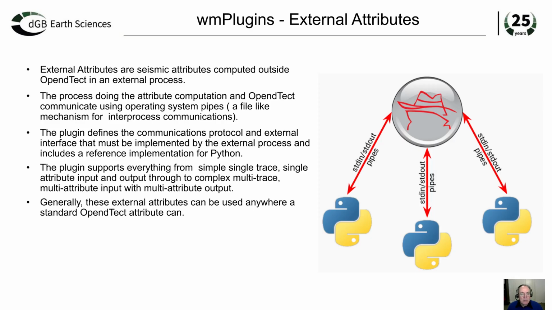Now, external attributes are seismic attributes computed outside OpendTect in an external process. The process doing the attribute computation and OpendTect communicate using operating system pipes, a file-like mechanism for inter-process communications. This plugin defines the communications protocol and external interface that must be implemented by the external process and includes a reference implementation for Python 3.